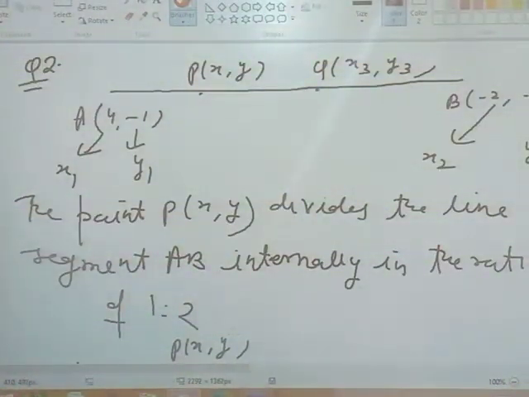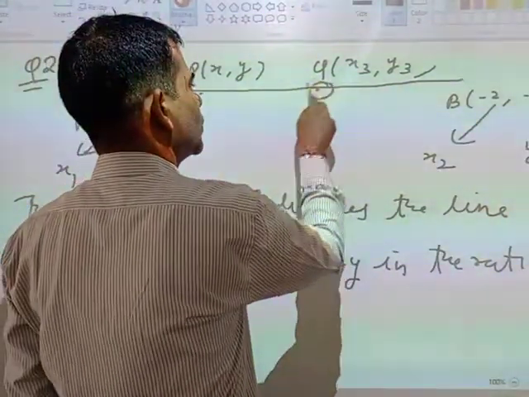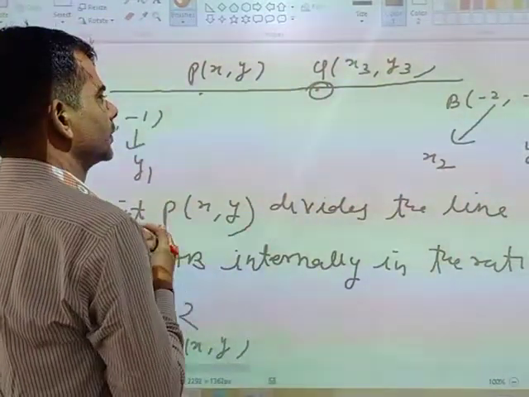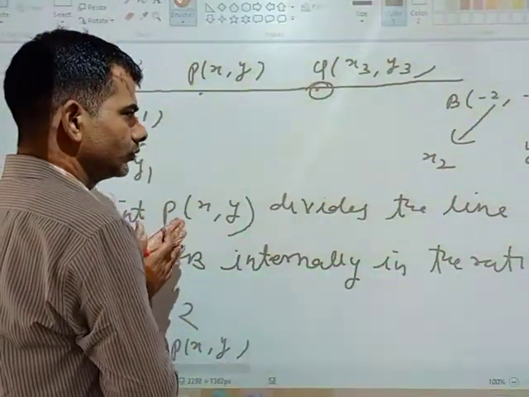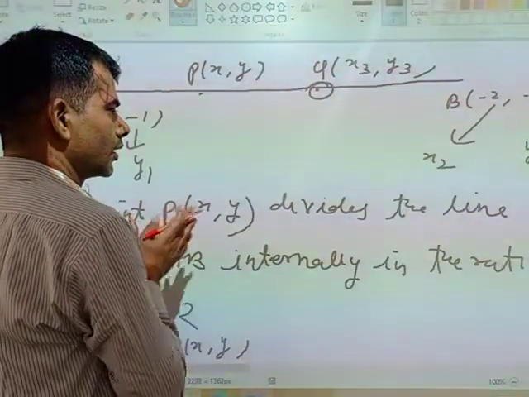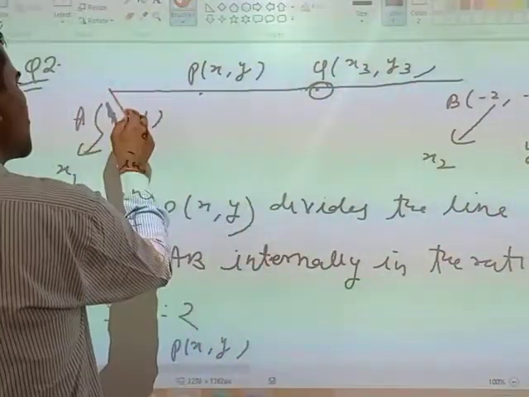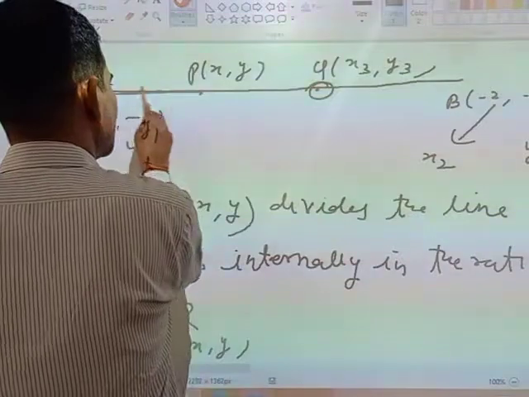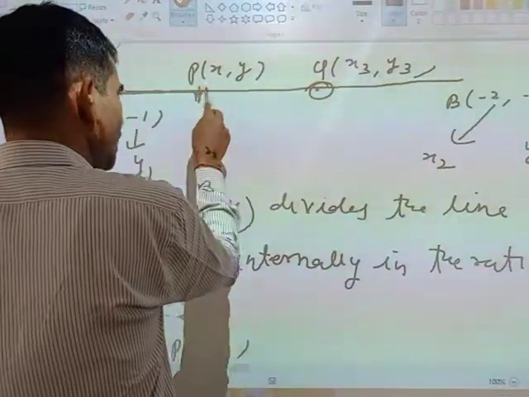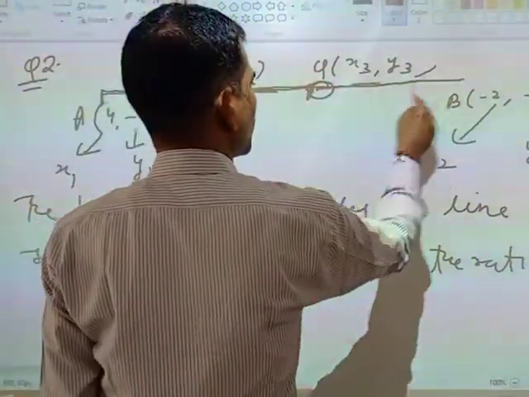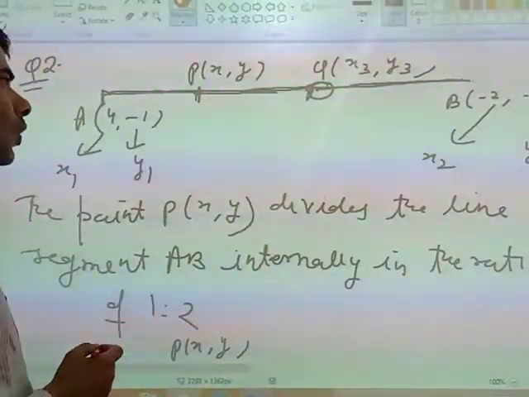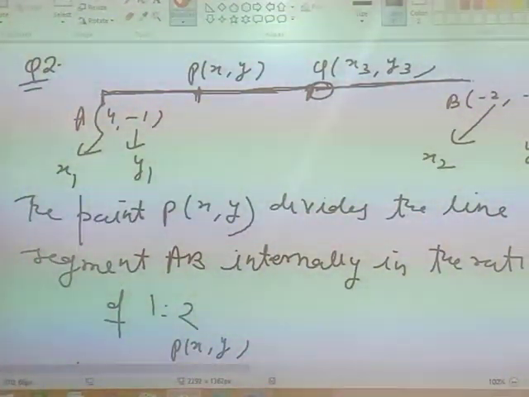Now this point Q divides the line segment in the ratio of 2:1. This is one part, this is your second part, and this is also one part. Point Q(x3, y3) divides the line segment AB internally in the ratio of 2:1. Okay.